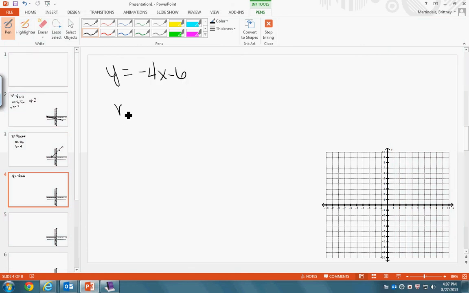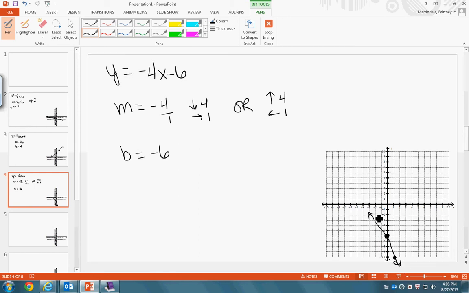So again, I usually try to write these down. -4, if you're going to graph it, go ahead and make it a fraction so you don't forget how to do it. You start on the y-axis at -6, which would be down 6. From there, you're going to go down 4 and right 1, or you can go up 4 and left 1. That's technically the same thing. I'm going to go ahead and go down 4 and right 1. 1, 2, 3, 4, and right 1. Or, if you look, up 4 and left 1. It's the same thing. Graph your line, and there you go.